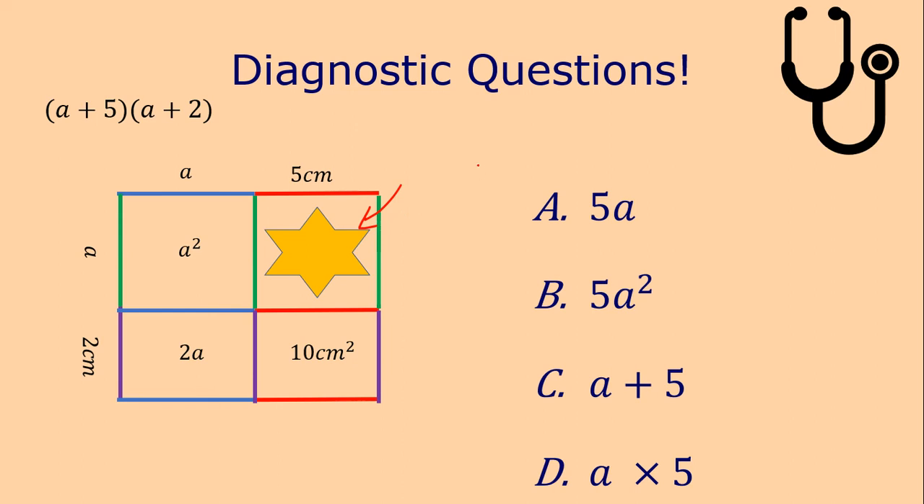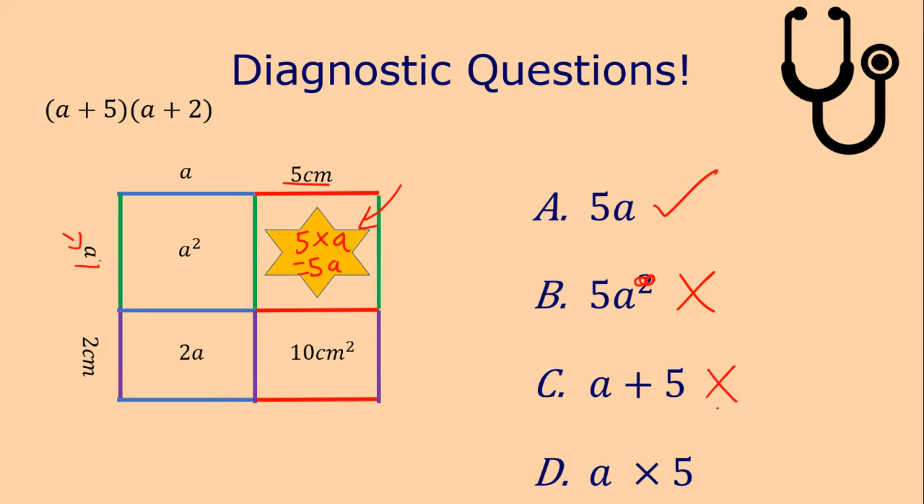Okay, so I'm hoping that you're telling me that this is 5 times a, which is 5a. B is wrong because they've put a squared. Well, you don't have an a times an a. All you're doing is a times 5. There's only the one a, so you're not going to have an a squared.